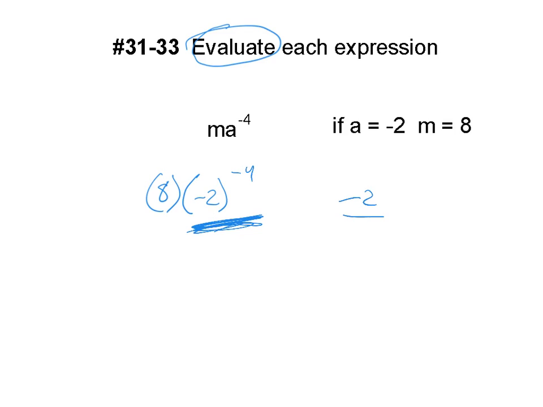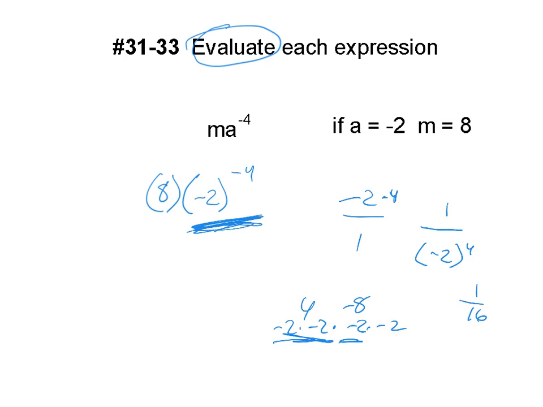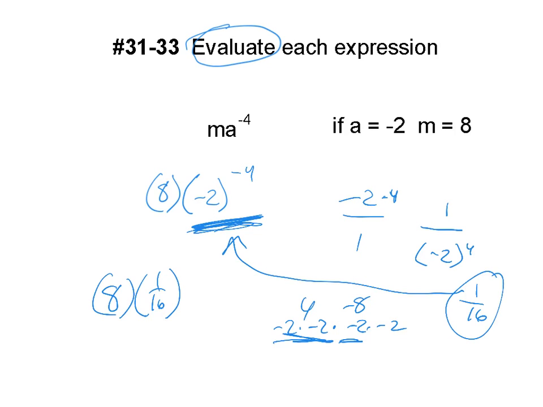So remember, to fix this, I'm going to put it over 1 and then flip it, right? So this becomes 1 over negative 2 to the 4th power, right? I flipped it. So what is 1 over negative 2 to the 4th power? Negative 2 times negative 2 times negative 2 times negative 2. Well, negative 2 times negative 2 is positive 4, times negative 2 is negative 8, times negative 2 is positive 16. So this becomes 1 over 16. So I'm going to replace that right here because I figured out what that was. So I have 8 times 1 over 16, right? So in order to multiply this together, I have to put 8 over 1, right? I get 8 times 1 is 8, right? And then 1 times 16 is 16, which is the same thing as 1 half, okay?